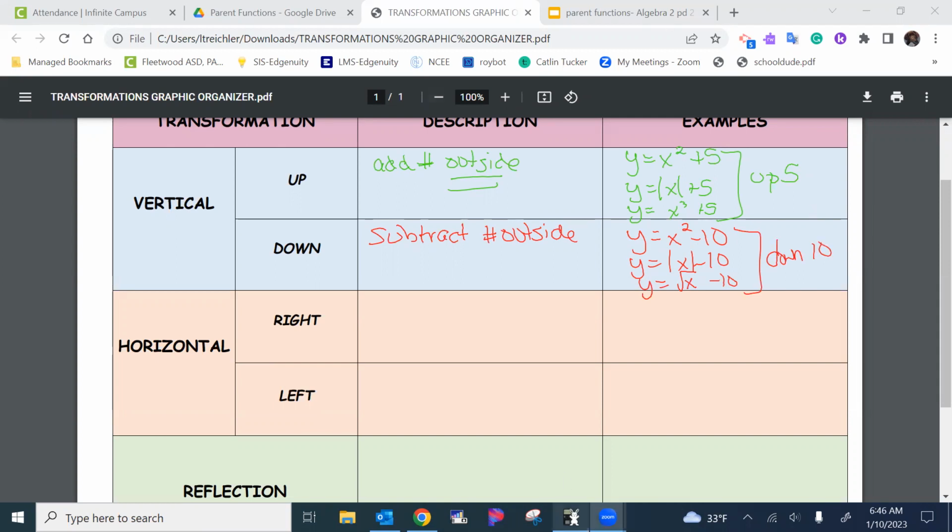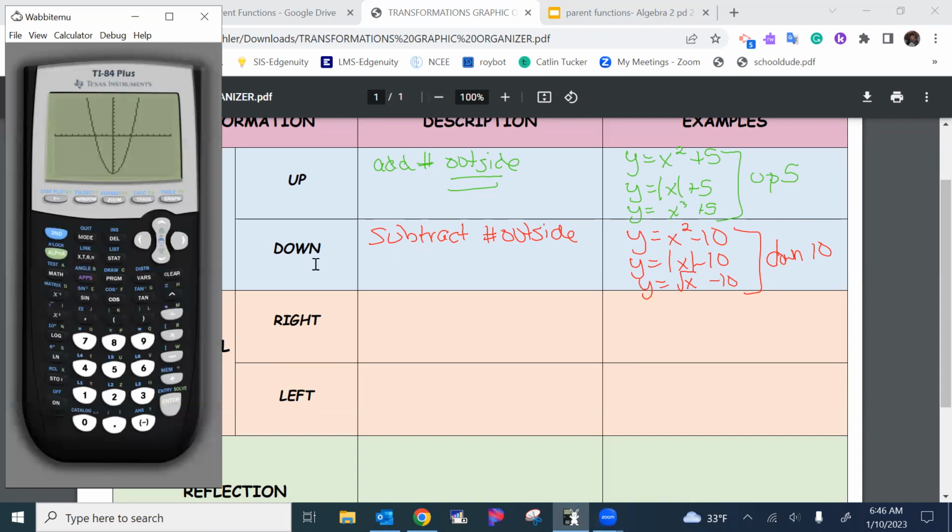Now, those were the easy ones. Hopefully you figured out how to get those to move. The harder ones are right and left. Notice how I talk about this whole outside thing. The other thing to think about would be the inside.